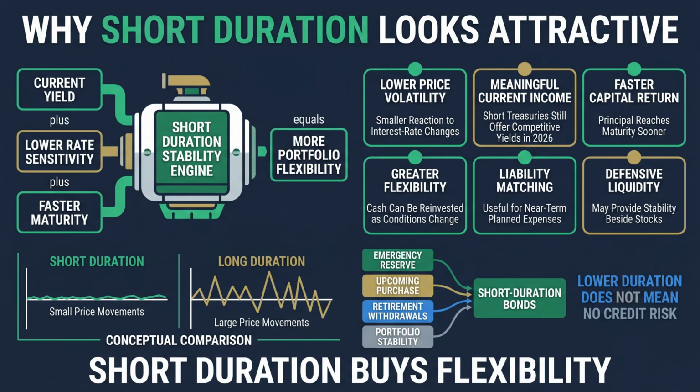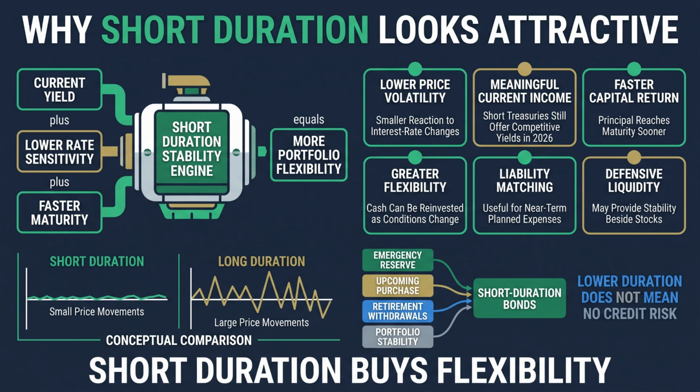Short-duration bonds offered an appealing combination in 2026. Investors could still receive meaningful current income without accepting the extreme price sensitivity of a 20 or 30-year bond. The first advantage is lower volatility. When yields change, short-duration bond prices generally move less than long-duration bond prices. That can make short bonds useful beside a volatile stock portfolio or for investors who may need the capital relatively soon.